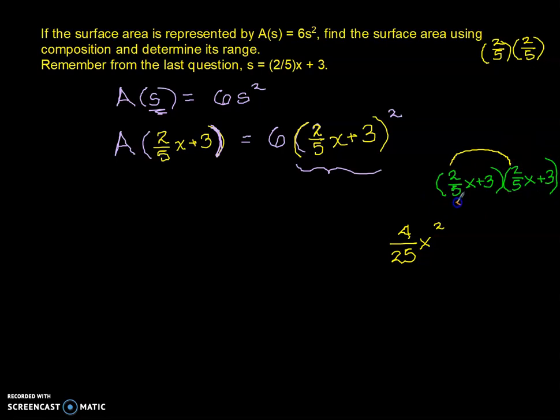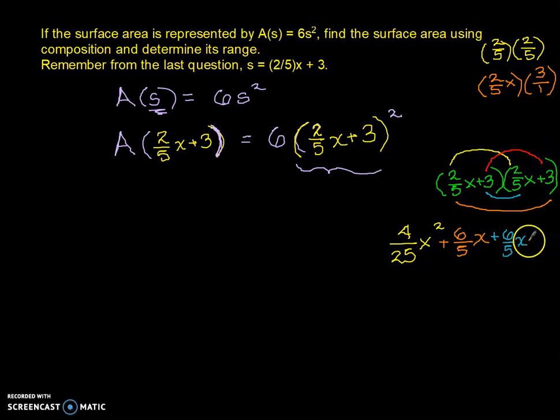Outer would be 2 over 5x times 3. Well, that's 2 over 5 times 3 over 1. So when I multiply straight across, that would give me plus 6 over 5x. Inner would be 3 times 2 over 5x, which is the same thing. So that would still give me 6 over 5x. And then last, meaning the last term in each parentheses, is 3 times 3, which would give me a positive 9.